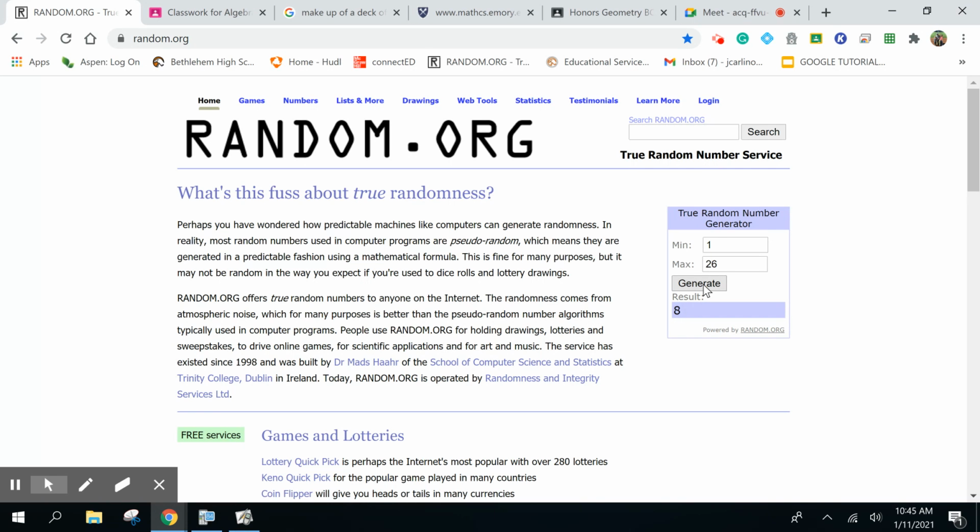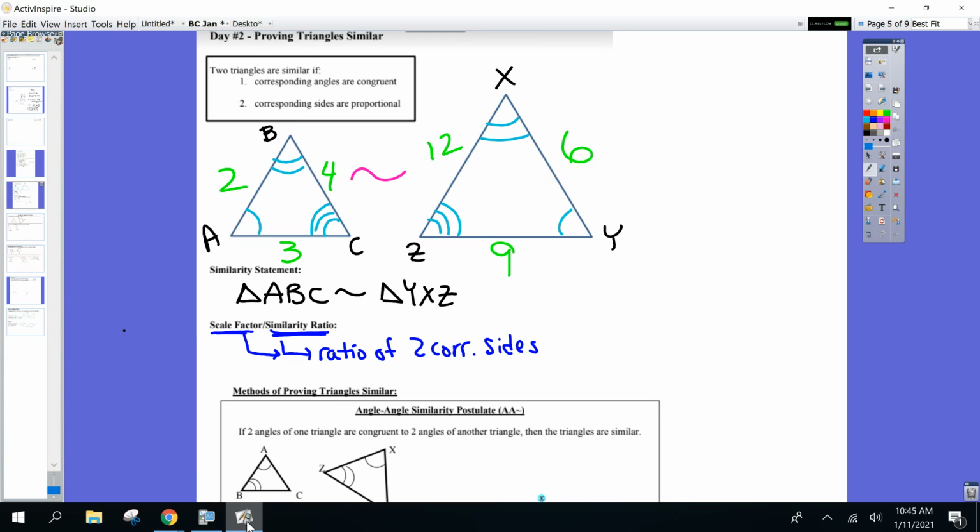Okay, help me out here. Ryan, can you give me two sides that match up? The lengths of two sides that match up. 2 and 6. Fine. Ryan could have also given me 3 and 9. He could have given me 4 and 12. It doesn't matter which one he gives me because you guys see they're all in the same ratio.